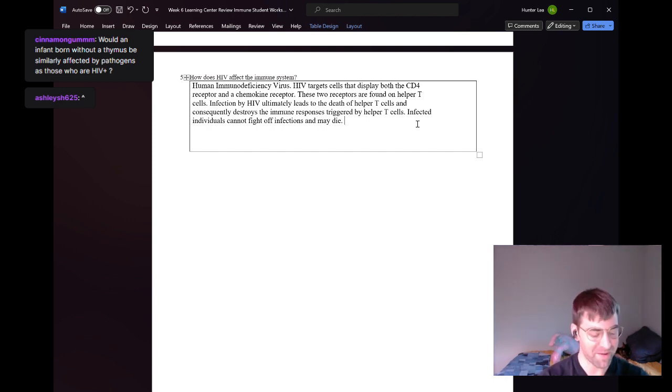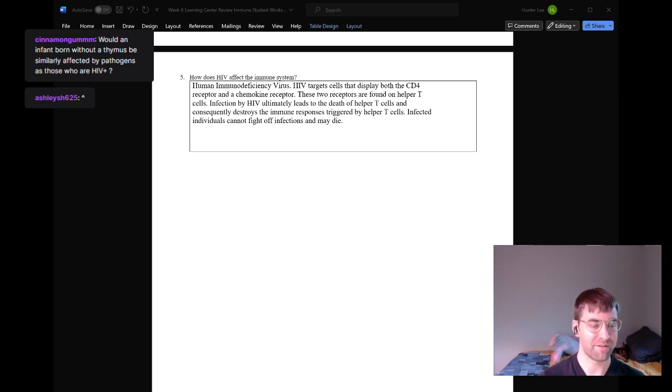And I'm only thinking about it for a moment because I don't have a good clinical example ready to go. But I would assume, since the thymus is the site of T cell maturation, that yes, that would result in an immature adaptive immune response. And I bet this is a Googleable question.